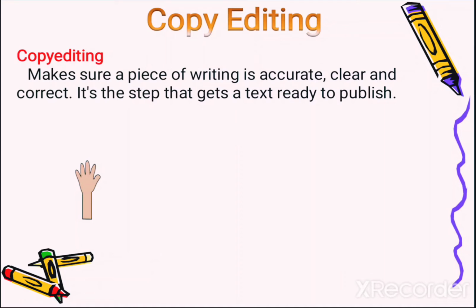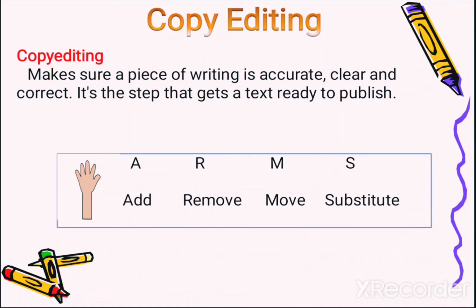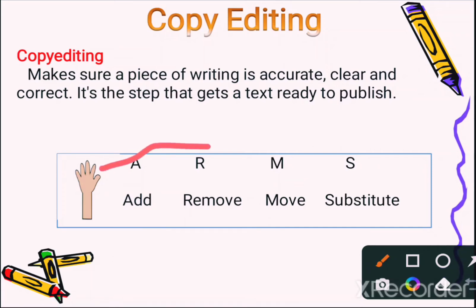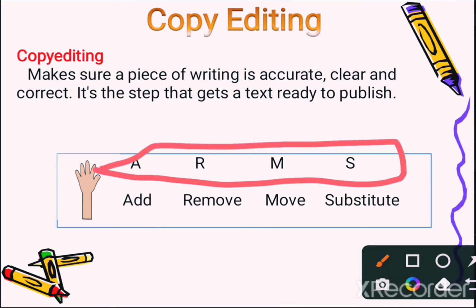So what is copy editing? Whatever piece of writing is there, whatever your news story is, it should be accurate, clear and correct. It is the step that gets a text ready to publish. That is copy editing. So again, what is actually copy editing? It is ARMS. So what is meant by this ARMS?